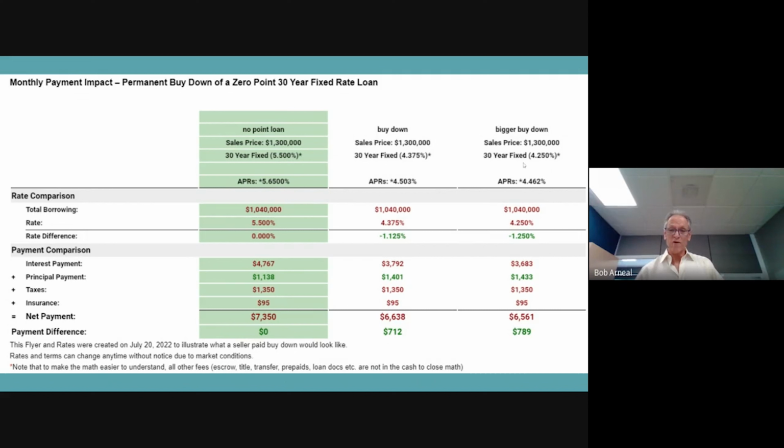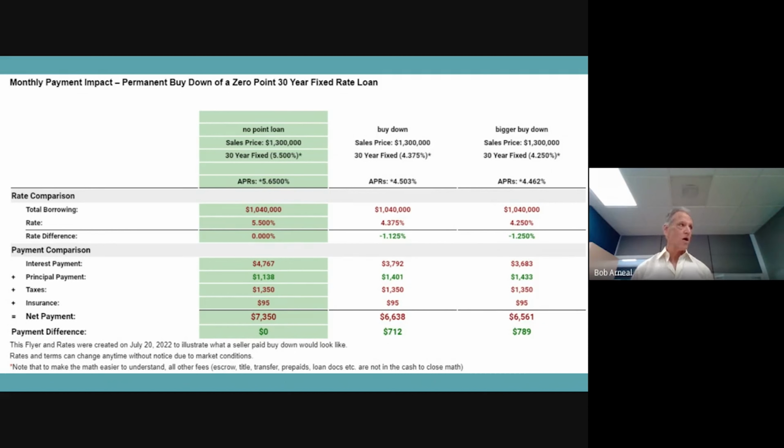The interest rate now is 4.25%. So now you can scroll all the way down. You can see the payment is $6,561, which is a $789 difference. So if you look at this payment right here versus this payment right here, what you're going to notice is it's just under $9,500 a year difference in payment for the life of the loan.